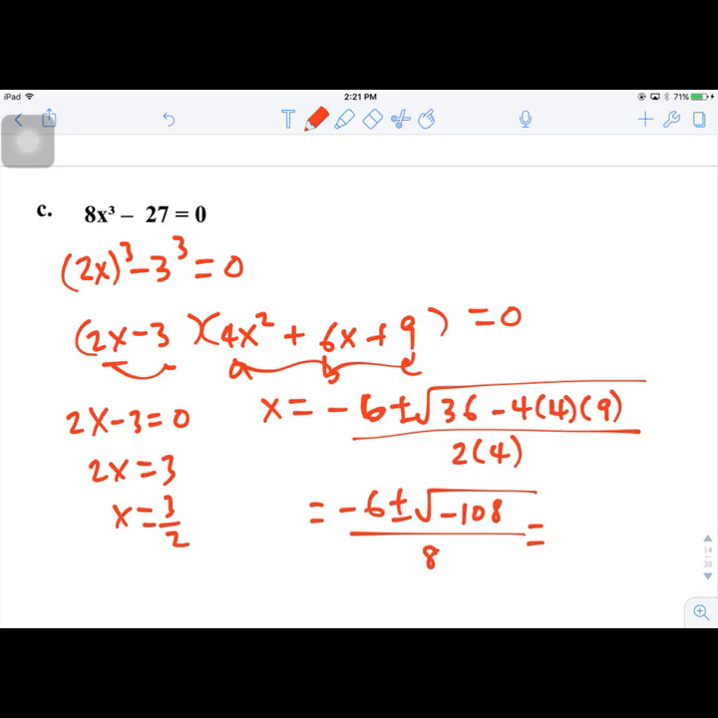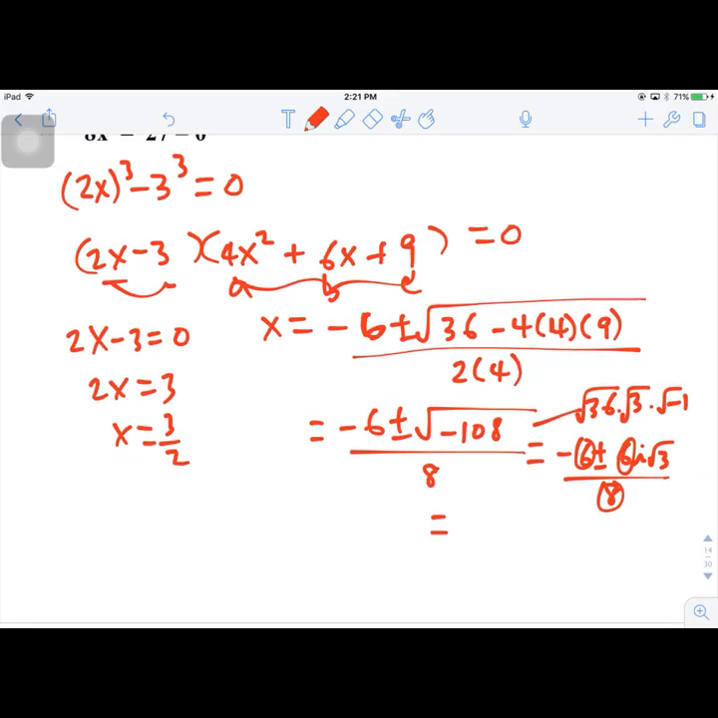And we can simplify negative 108 as 36 times 3 times negative 1. And that will give us negative 6 plus or minus 6i radical 3 over 8. There's a common factor of 2 in the 3 coefficients, so we're going to simplify by dividing by 2, and that'll give us negative 3 plus or minus 3i radical 3 over 4. So there are 2 roots here, plus the 1 here, that will be 3 roots together, and so that's the complete solution set.